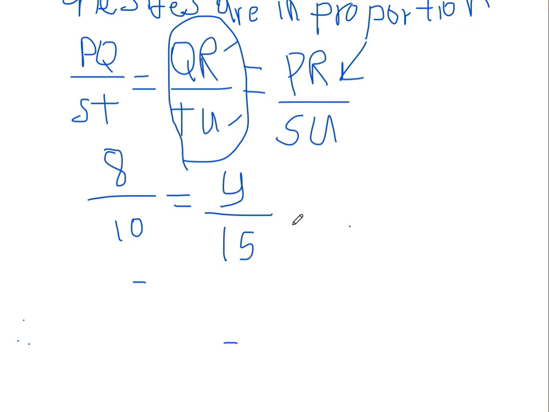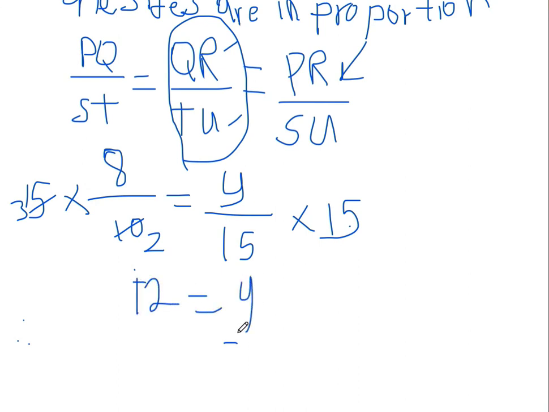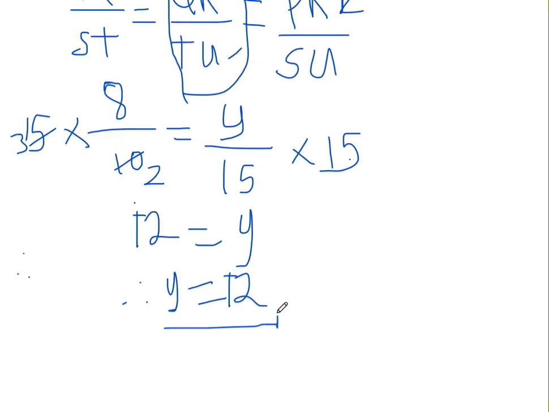So how do you do this? You multiply both sides by 15 so that you can get rid of the denominator, and then you do the math. We have 15 and 10 here. 5 goes 3 times in 15, and 5 goes 2 times in 10. So 3 times 8 is 24. 24 divided by 2 is 12. And this side is going to have y. So therefore, y is equal to 12, right? That's how we get the y there.